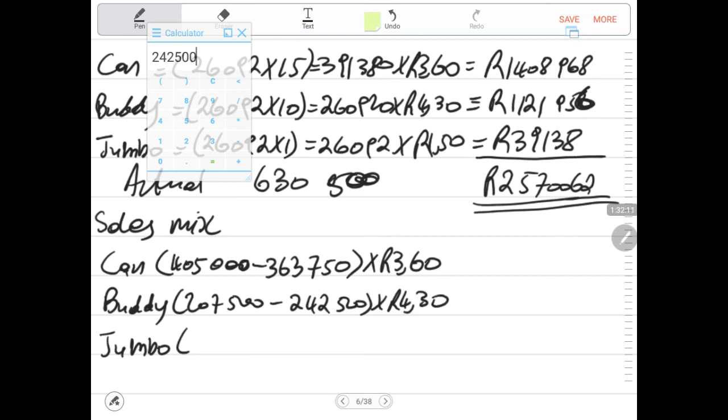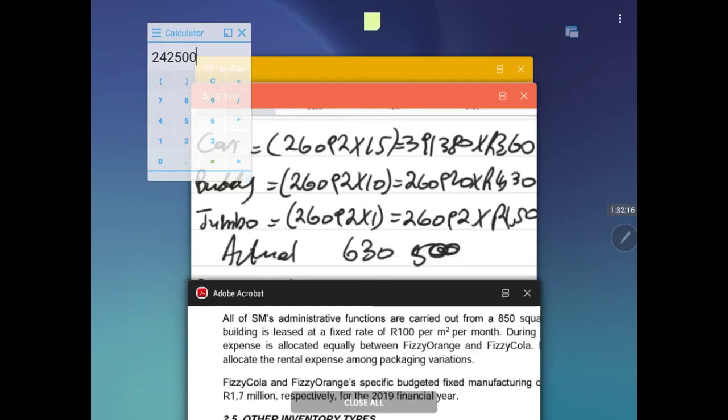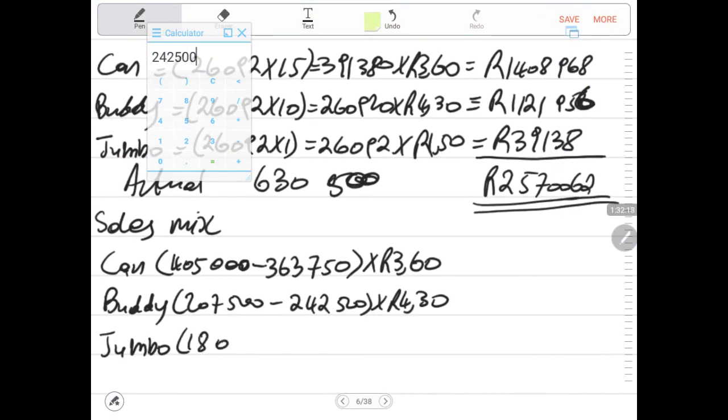Then we look for the actual sales. Again, actual sales were 18,000. Then we say that is actual sales of 18,000 minus standard sales mix. Our standard for the third product is 1/26 times 630,500, meaning 1/26 of the units sold was supposed to be made to the jumbo product under Fizzy Orange, 24,250. Then we times this by 1 rand 50 cents.